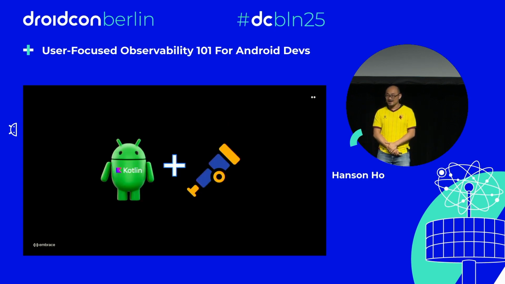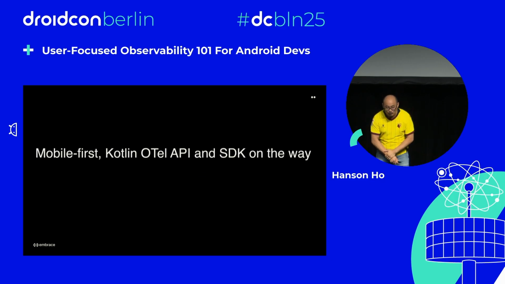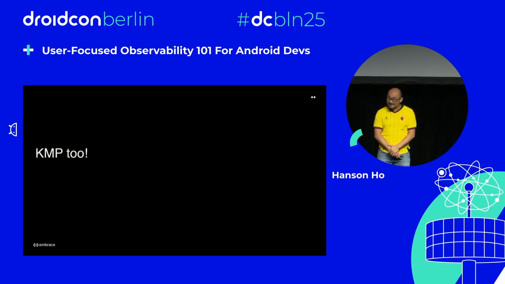But help is on the way, especially for those of you who played with OpenTelemetry and Android and saw the API and saw all this Java stuff. You're like, oh, this is gross. I can't even use it in my KMP app. Well, that's about to change. There is a mobile-first Kotlin OTel API and SDK on the way. The donation proposal is being evaluated at OpenTelemetry. And yes, it works on KMP too.